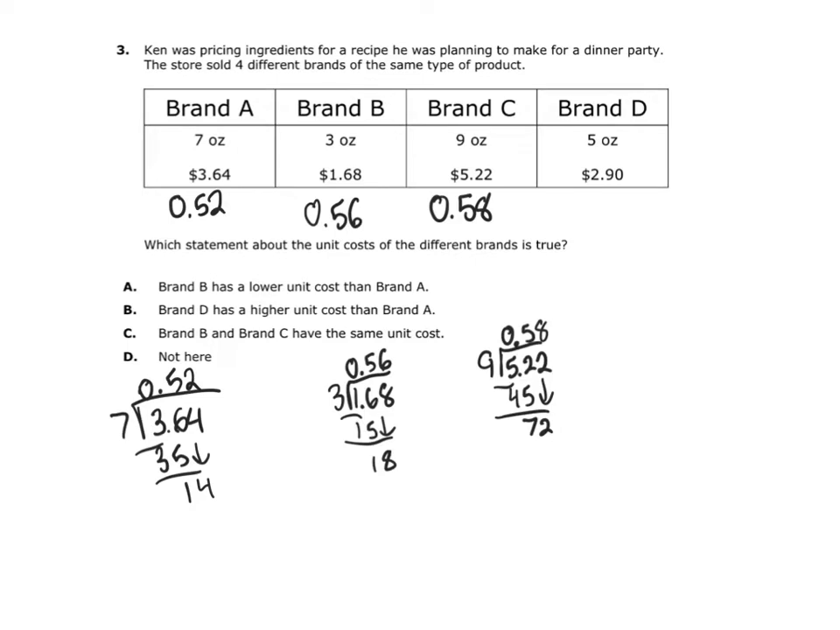And we have the last one, brand D. 5 goes into $2.90. 5 goes into 2 0 times. Bring our decimal straight up. 5 goes into 29 5 times. That's 25.